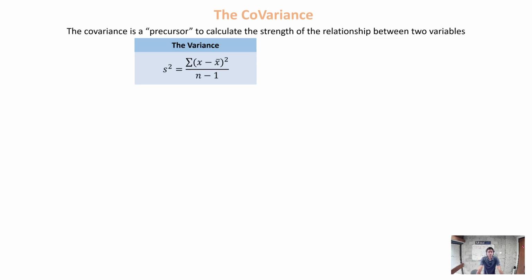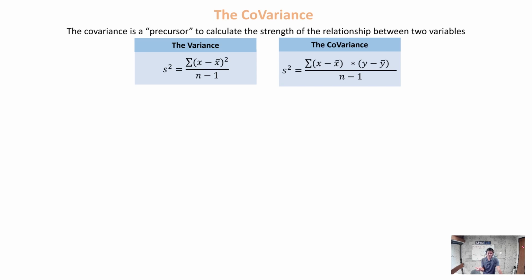Before we get to assess the covariance, let's remember the variance. If you remember the variance from the last chapter, the variance is simply the sum of squares divided by the sample size. The main intention of the variance is to assess how far every point is from the mean. It's an indication of the variability in your data. That's what the variance is.